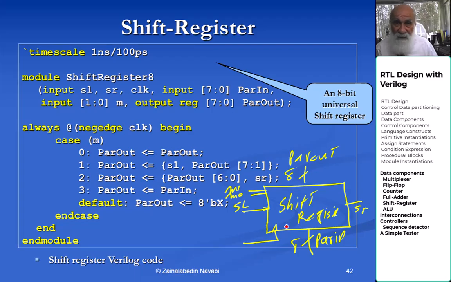If the mode is 10, it performs left shifting. That was right shifting, this is left shifting. Left shifting means that it takes serial right from the right, puts it into bit number 0 of the pout, and all the other bits will be shifted one place to the left. If mode is 11, it takes whatever is on pin and puts it on pout. Okay, how do we describe this?